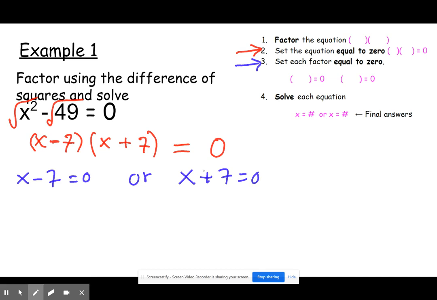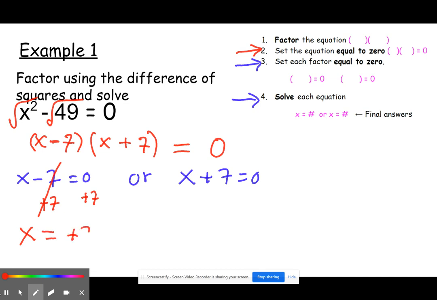Then we would just have to solve for our variable x, and that's our fourth step, solve each equation. So in this case, we would add 7 to this side, add 7 to this side. Those will cancel, and we will end up with x equals positive 7.